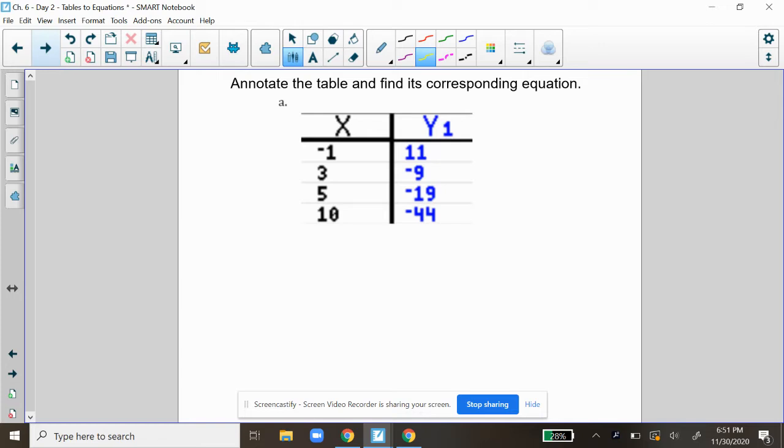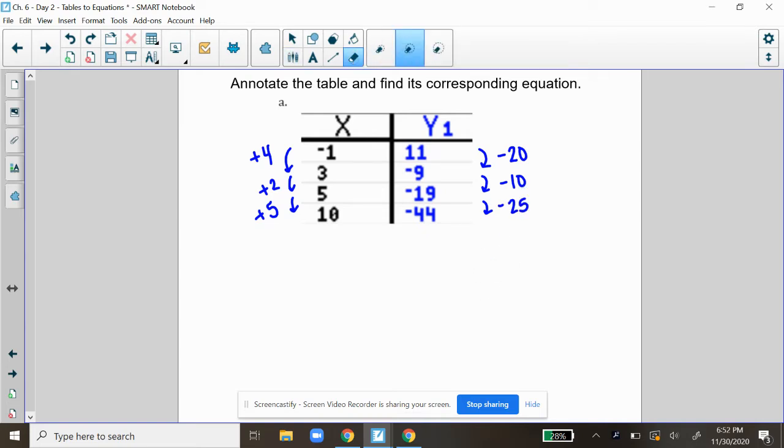So let's say we have this table right here. What we're going to do is annotate it just like we've been doing thus far. So I know that for me to go from -1 to 3, I'm going to add 4. For me to go from 11 to -9, I know I'm subtracting 20. 3 to 5, I'm going to add 2. -9 to -19, I'm taking away 10. 5 to 10, I've added 5. And -19 to -44 is going to be subtract 25.